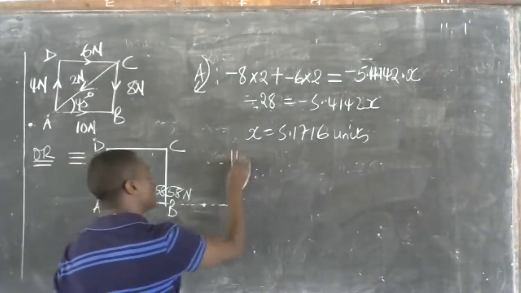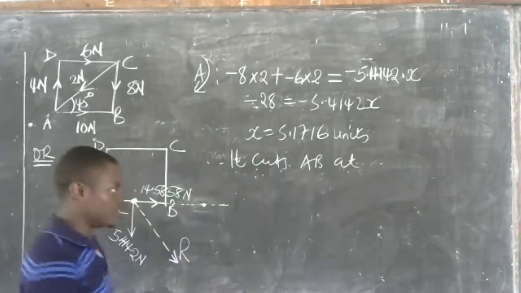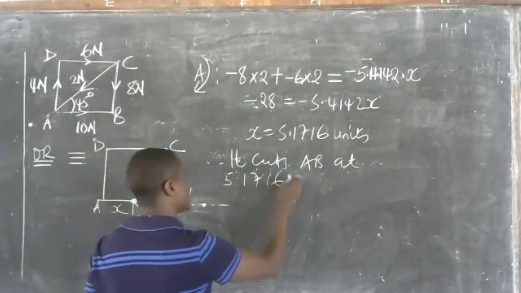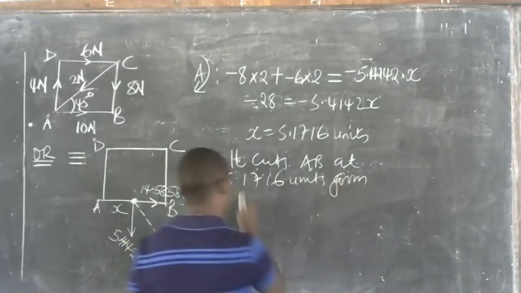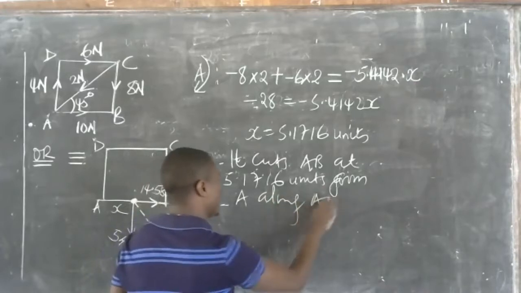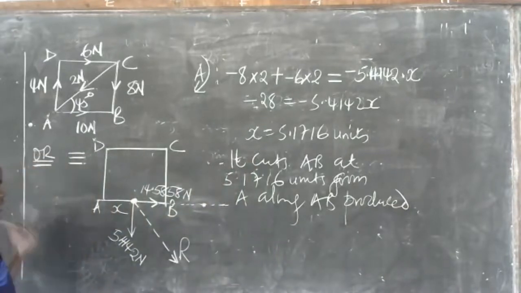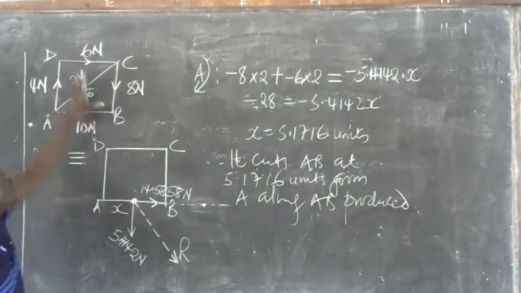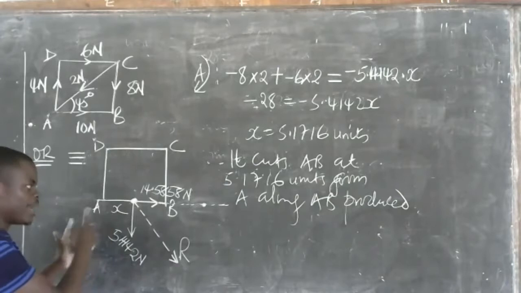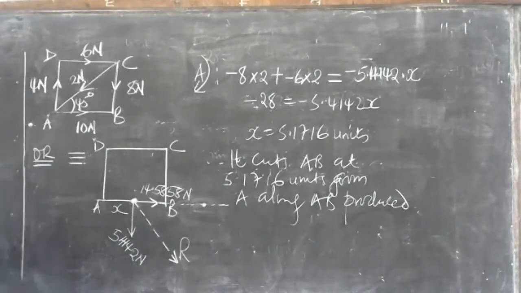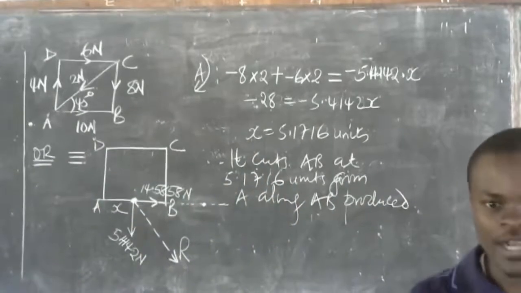You conclude, therefore it cuts AB at 5.1716 units from A along AB produced. So in the questions where they tell you where the resultant is already acting, we better use this. They can tell you the resultant is acting at this point between AB, or along AB produced, or along BA produced. But it is almost the same thing. I think we can continue.